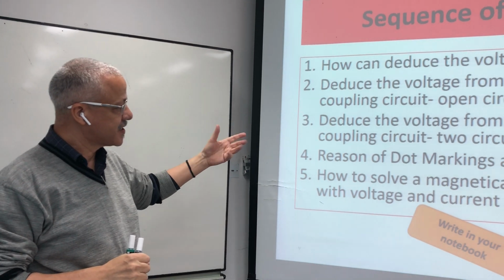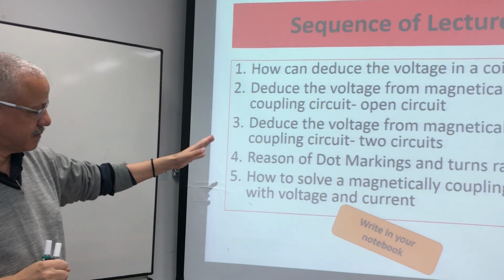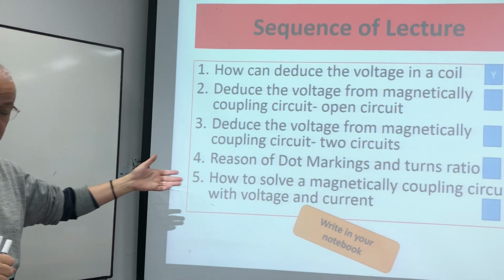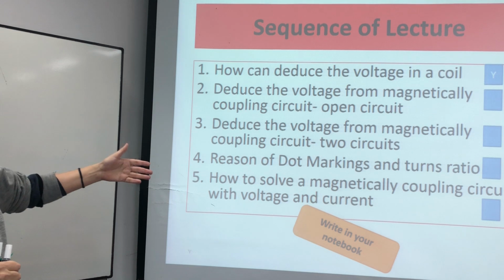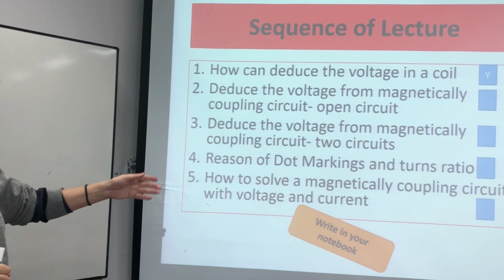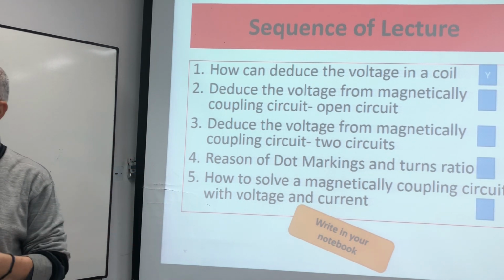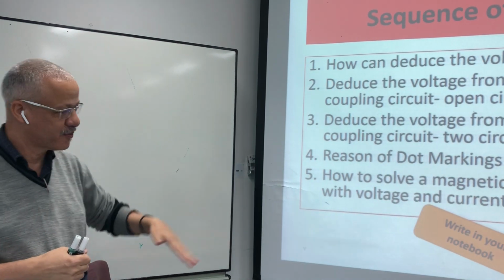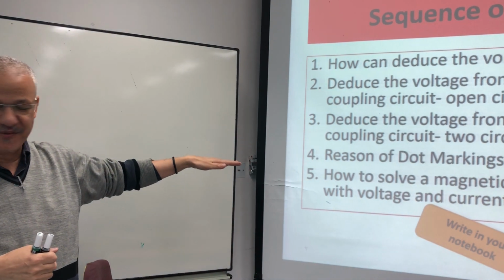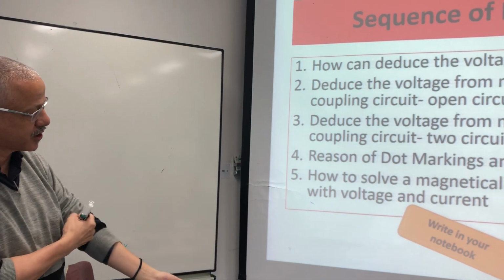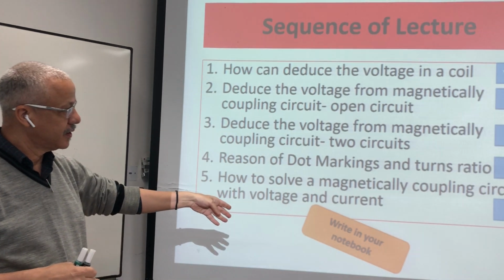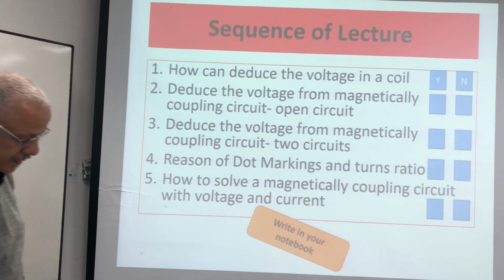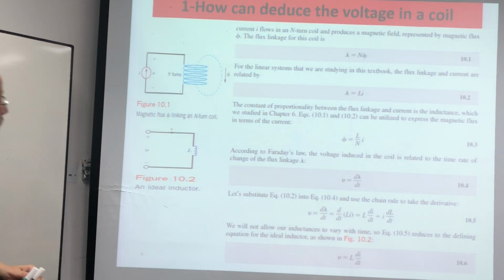The fourth is the reason for dot marking, which I will explain. What does turns ratio mean? You also have to understand this point. The last point is how to solve a magnetically coupled circuit with voltage and current, to help you in the exam and get the final marks. The most important is the last one, the fifth. When I ask whether you have understood, you have to click yes or no. So this is the sequence of the lecture.